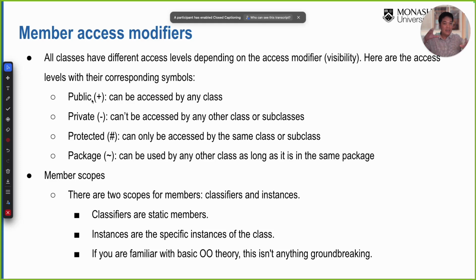Public means that this kind of data attributes or operations can be accessed by any class. Private means that it cannot be accessed by any other class at all. Protected means that it can only be accessed by the same class or the subclass. Package, I think we don't need to mention it. It's too complicated. We don't need to cover it. So that's public, private, and protected. These are the three things that you need to remember.